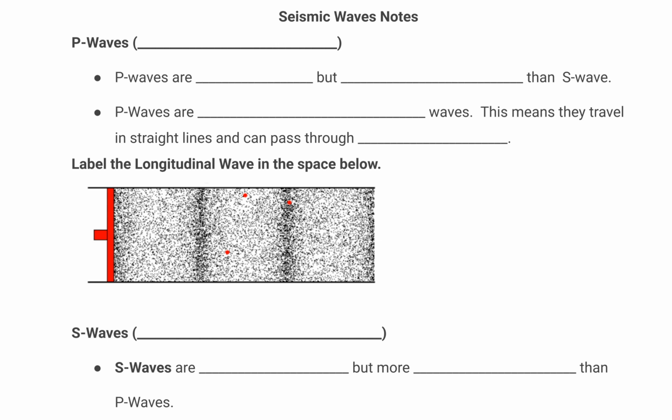For this set of notes, we're going to be looking at the two different types of seismic waves that are produced during earthquakes. And those are, of course, the P waves and the S waves. We're going to start with P waves since they move faster and they get to their target first.